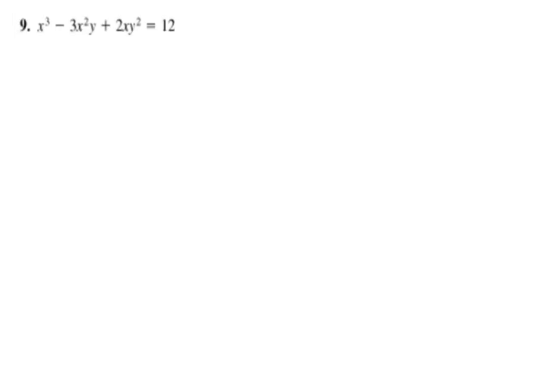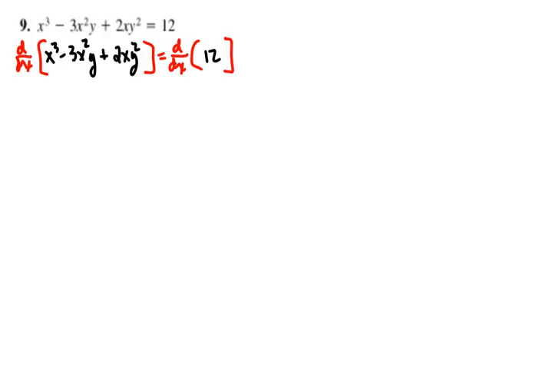Okay, we go on to problem number 9. We have x cubed minus 3x squared y plus 2xy squared is equal to 12. Again, we're going to have some basic product rules in here, and let's see how that works. Okay, so we set up, we're looking for the derivative of both sides with respect to x, and we're going to get, first term is very easy. The second term, don't forget, it's a product and there's a negative sign out front.